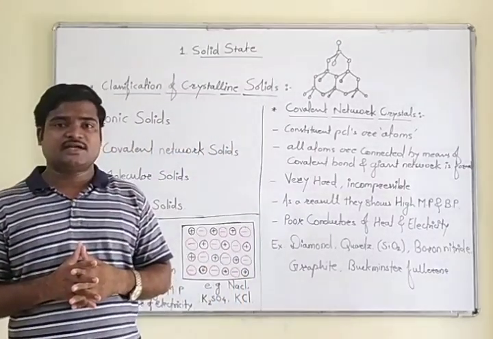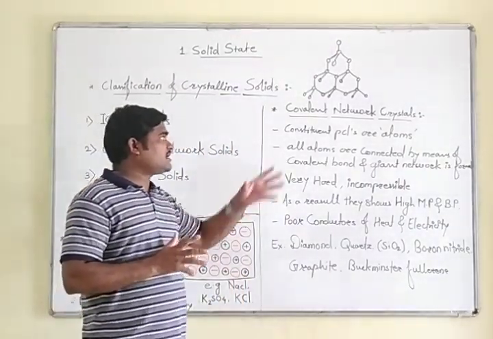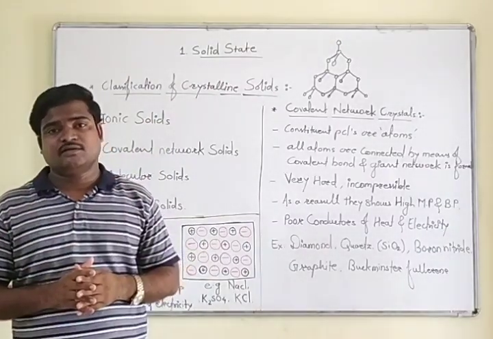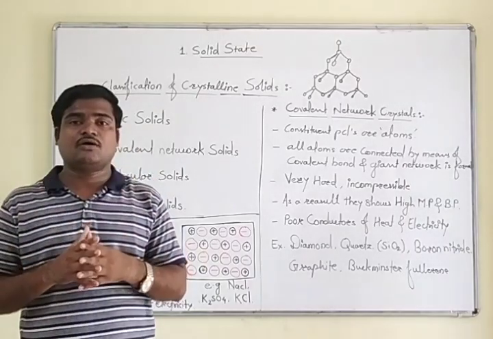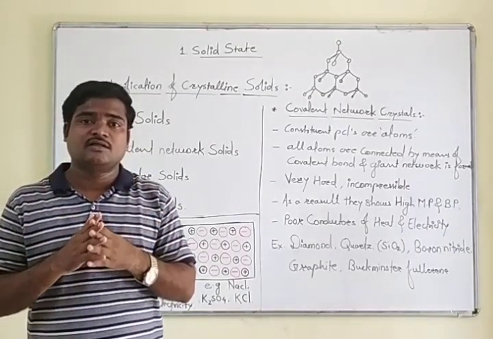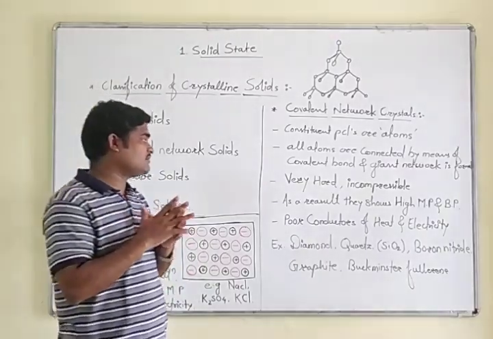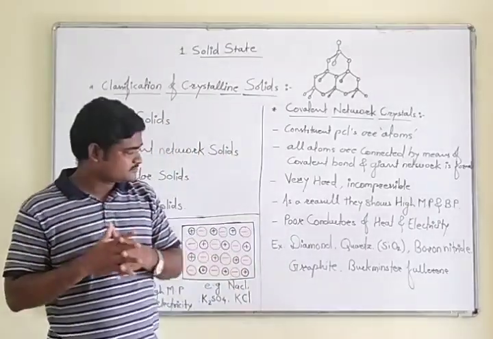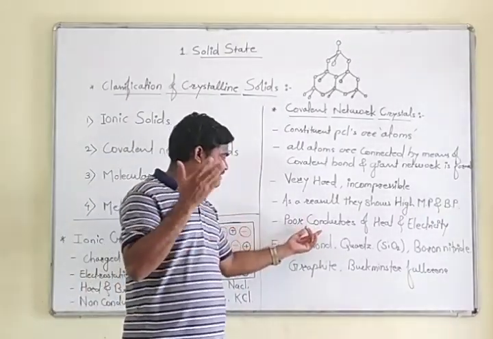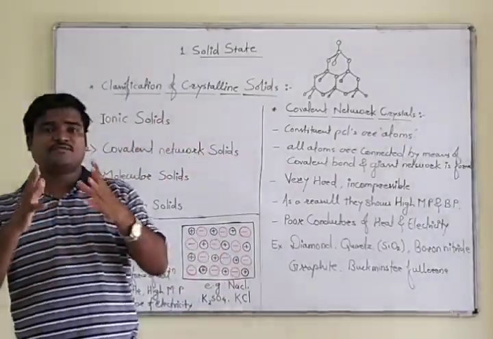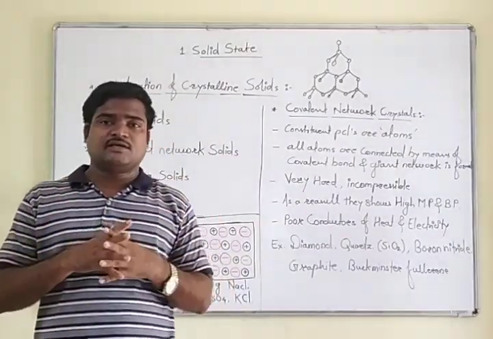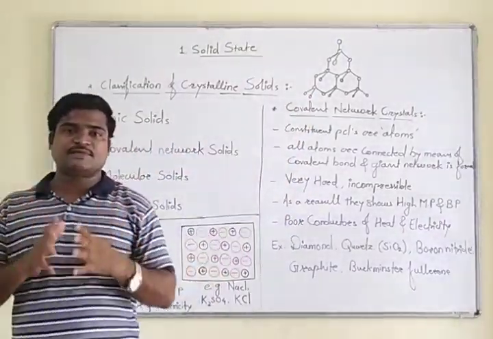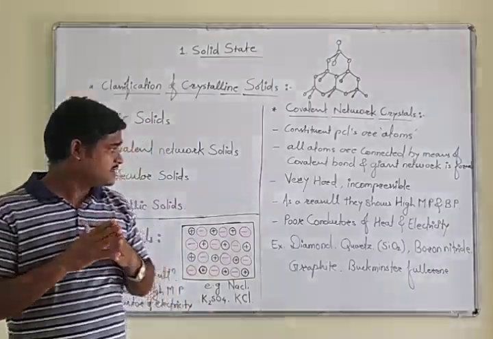Just before, I stated that in covalent network crystals the same atoms are present, and due to the sharing of electrons, the covalent bond is stronger as compared with other bonds. Therefore, they have high melting and boiling points. After that, the next point: they are poor conductors of heat and electricity. This is because no free electron is present in covalent solids.